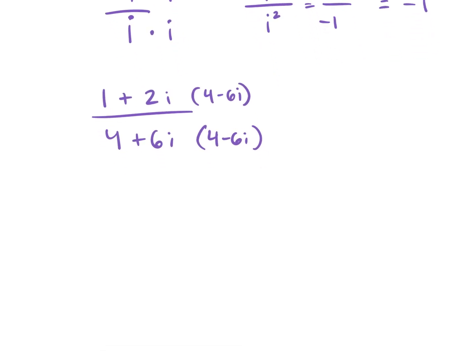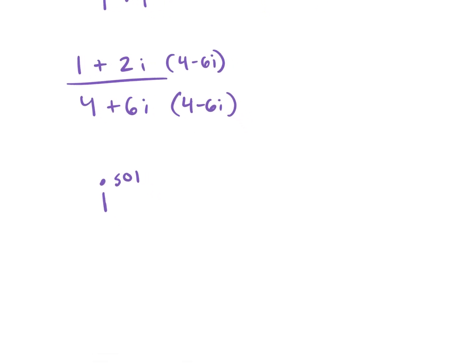What if I had something like i to the power of 501? How would I simplify? Awesome. Divide by 4, and let's see what our remainder is. So I'm going to divide 501 by 4. So 4 goes into 5 once. With 1 left over, 4 goes into 10 2 times. With 2 left over, and 4 goes into 21 5 times with 1 left over. So if our remainder is 1, what would this simplify to? Awesome, i.